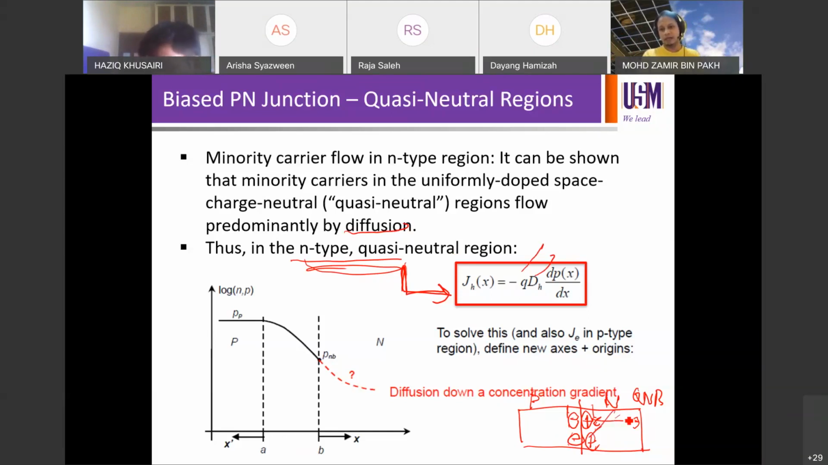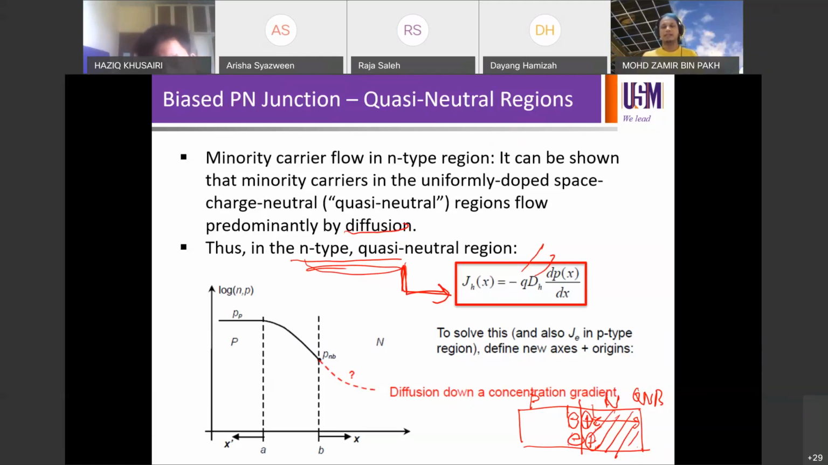In n-type, how? This is where we need to go back a few steps, right? How? Due to diffusion of holes from p-type to n-type, right? How come? What happened? What has induced the diffusion? It's due to the applied bias.